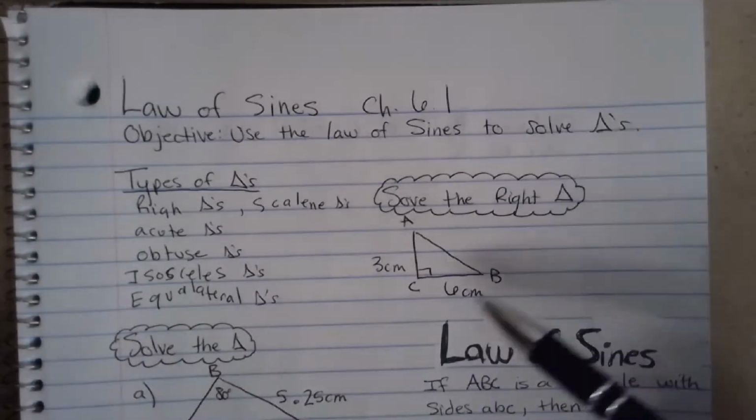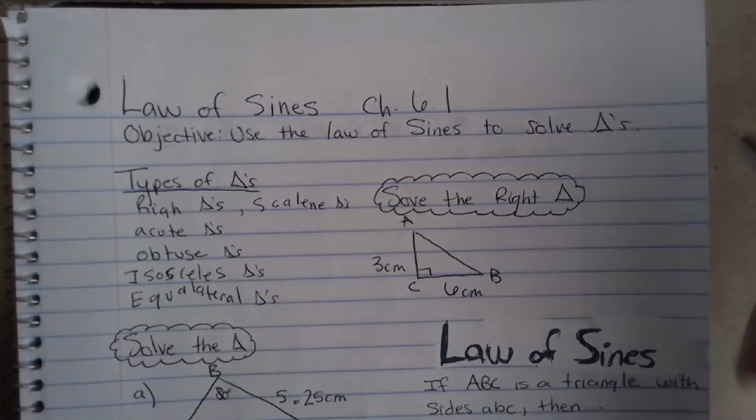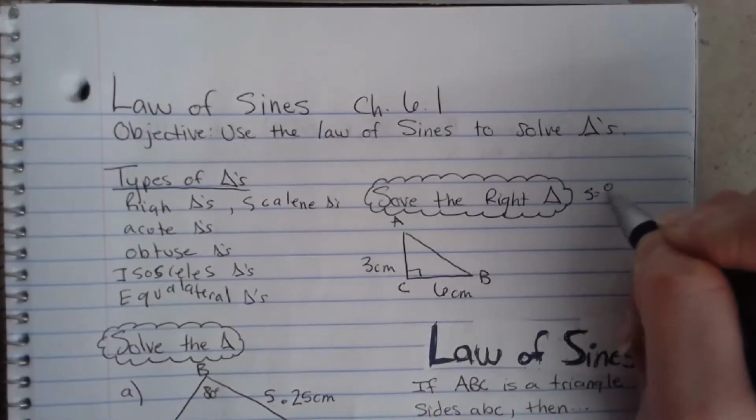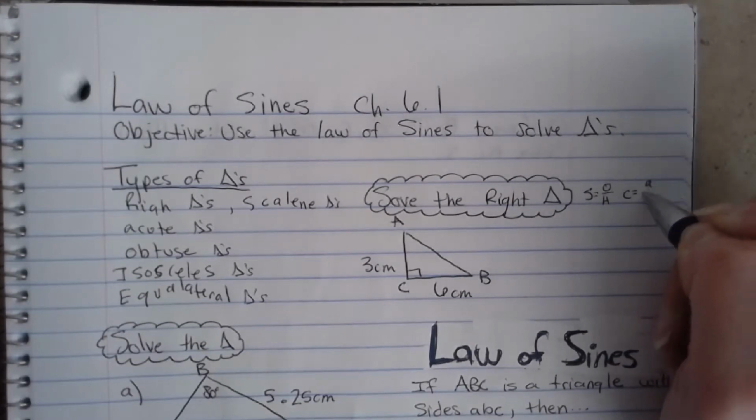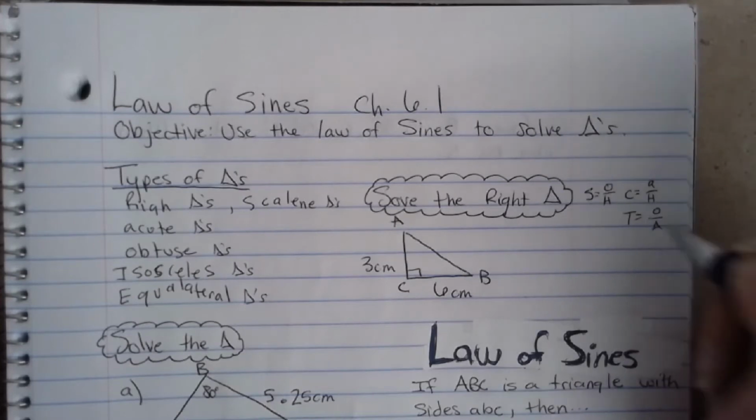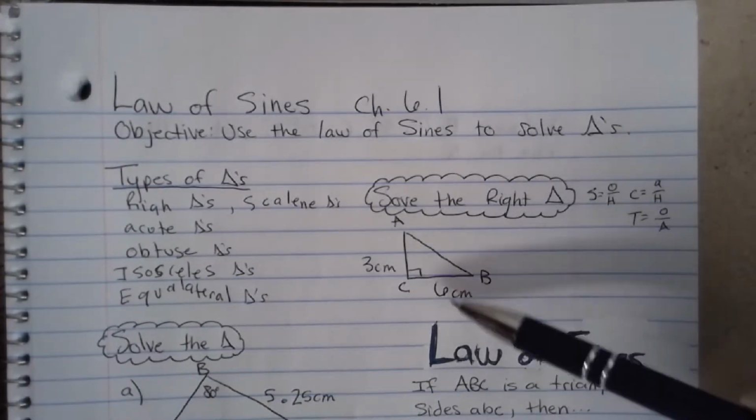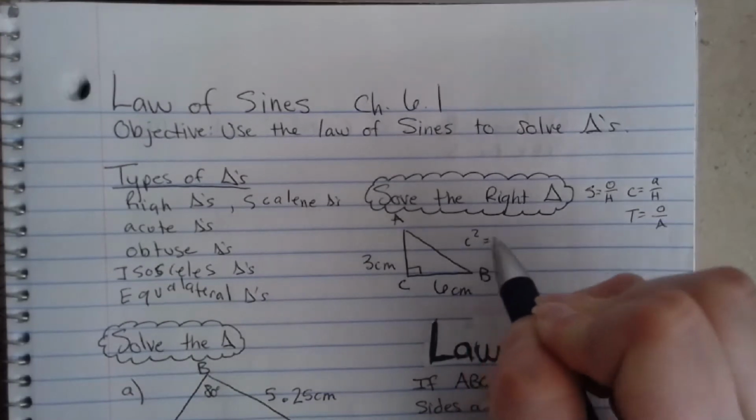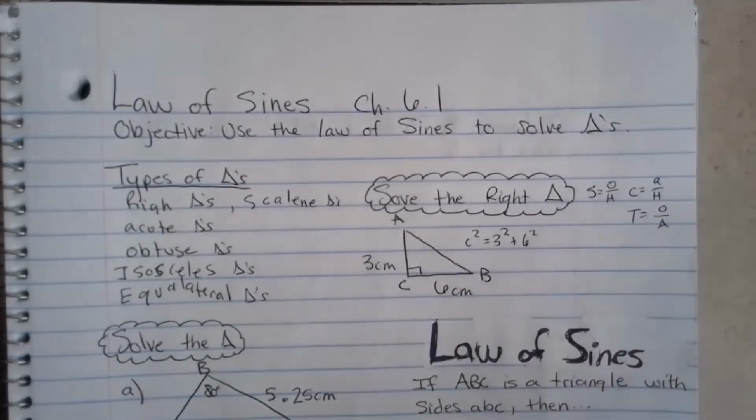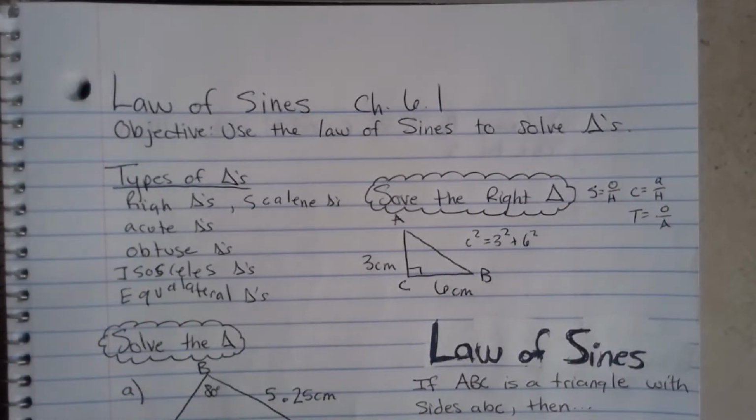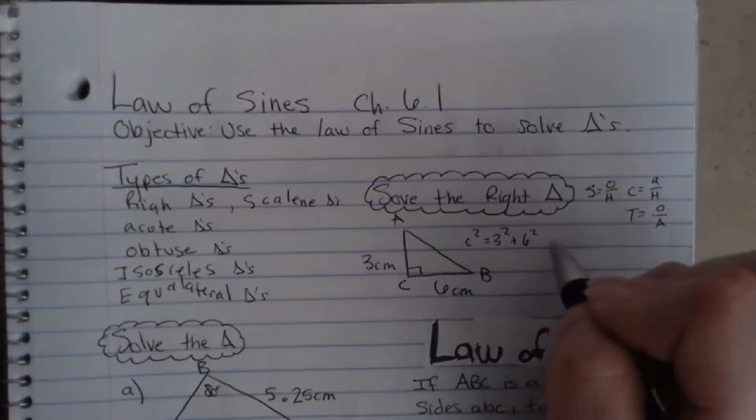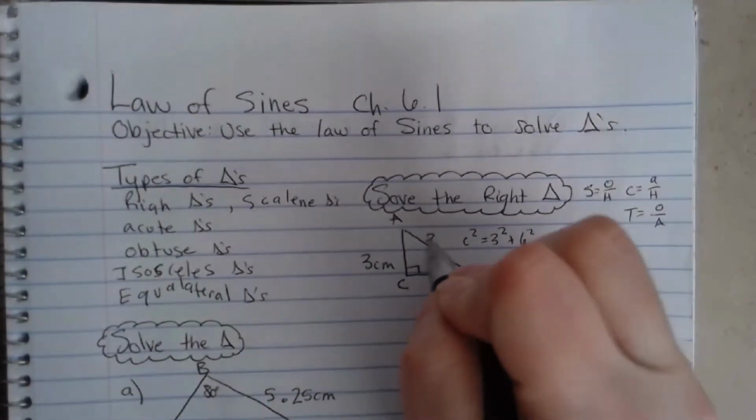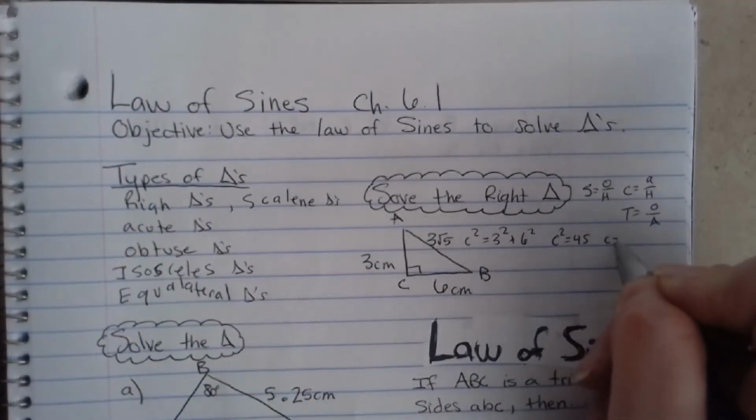What we've done so far is just solving right triangles. When we solve right triangles, we can use our trig functions: sine, cosine, tangent. Sine equals opposite over hypotenuse, cosine equals adjacent over hypotenuse, tangent equals opposite over adjacent. With right triangles we can also use the Pythagorean theorem. To find side length c, c squared equals 3 squared plus 6 squared, so 9 plus 36 is 45. Square rooting 45, we get c equals 3 square root 5.